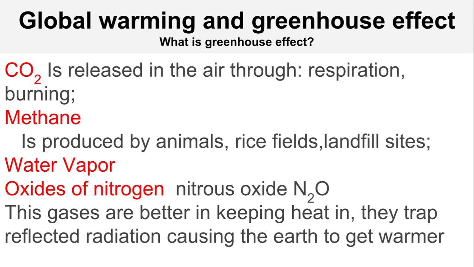But there are some gases that don't stop this reflected radiation. They don't let this radiation go, and they block it, and they cause the earth to get warmer. And this is the greenhouse effect. These gases are carbon dioxide, methane, water vapor, and oxides of nitrogen.